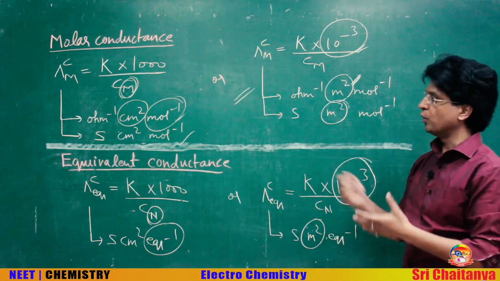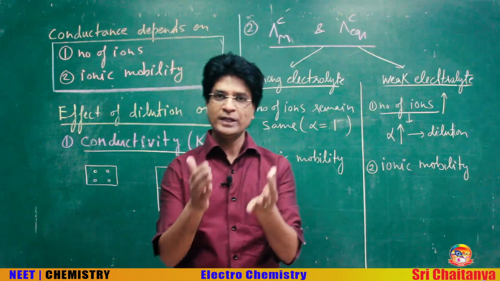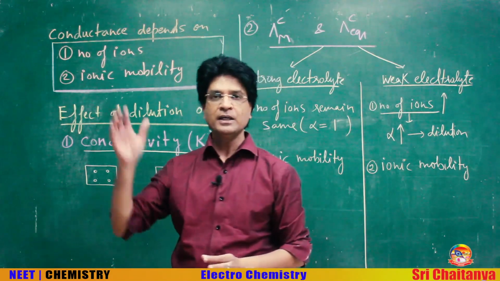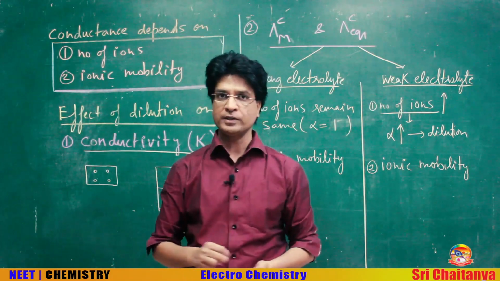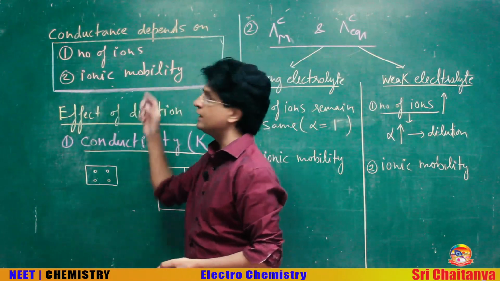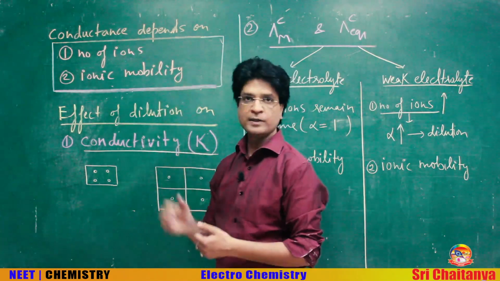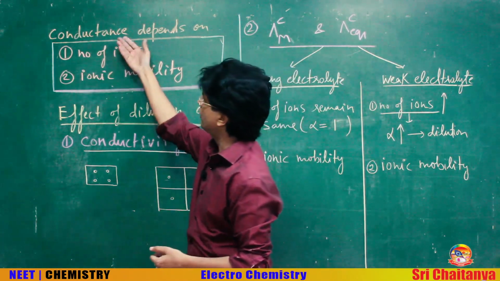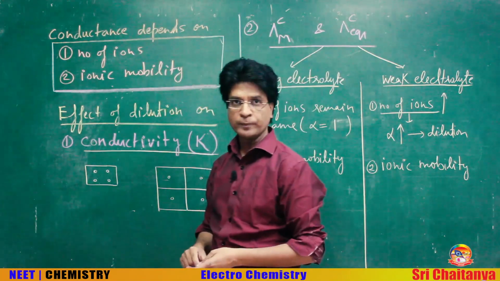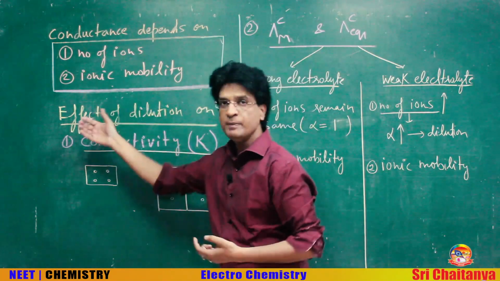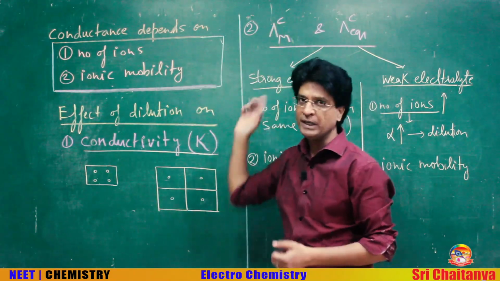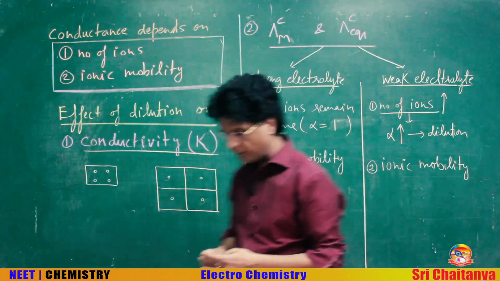Okay, now let's move forward. So students, after understanding the factors affecting conductance, we can now safely say that conductance depends on two factors. One is the number of ions, the second one is ionic mobility. Ionic mobility in simple words means the speed of the ions. If we have more number of ions moving with higher speed, the conductance will be more. Now let us see what will be the effect of dilution on conductivity, molar conductance and equivalent conductance. Let's take them one by one.